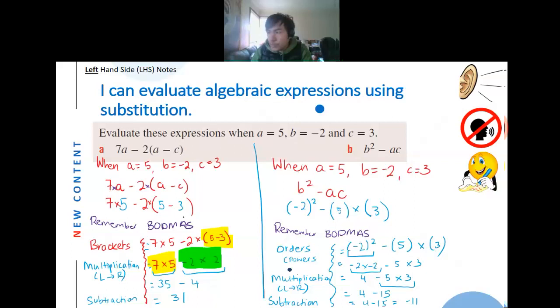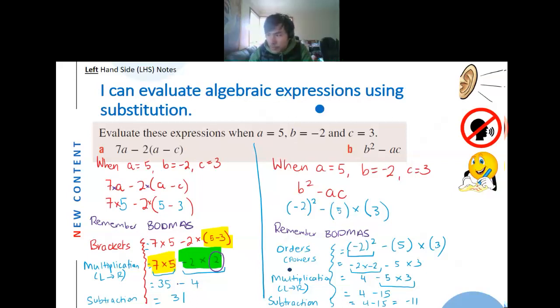So we do the brackets first, right? So the 5 minus 3, that's going to give you 2 right here. Okay, 5 minus 3 is 2. And then we would do the multiplications. So here we have 7 times 5, that's going to give you 35. And 2 times 2, that gives you 4.